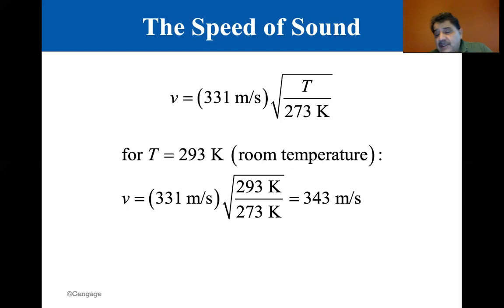Okay, and that's it for this small section. We'll go on to 14.4, the energy and intensity of sound waves, in the next section.